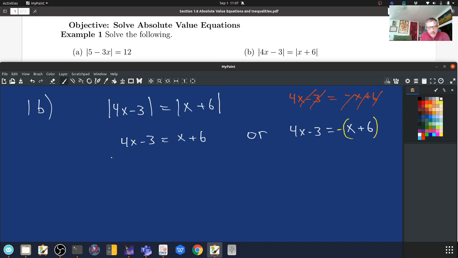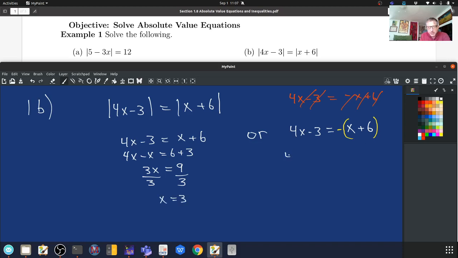So I'm going to take the x over here. So this simplifies to 4x minus x is equal to 6 plus 3. You should be able to easily verify that. 4x minus x is 3x. And 6 plus 3 is 9. How nice of them. We divide through by 3. And that gives me x is equal to 3.